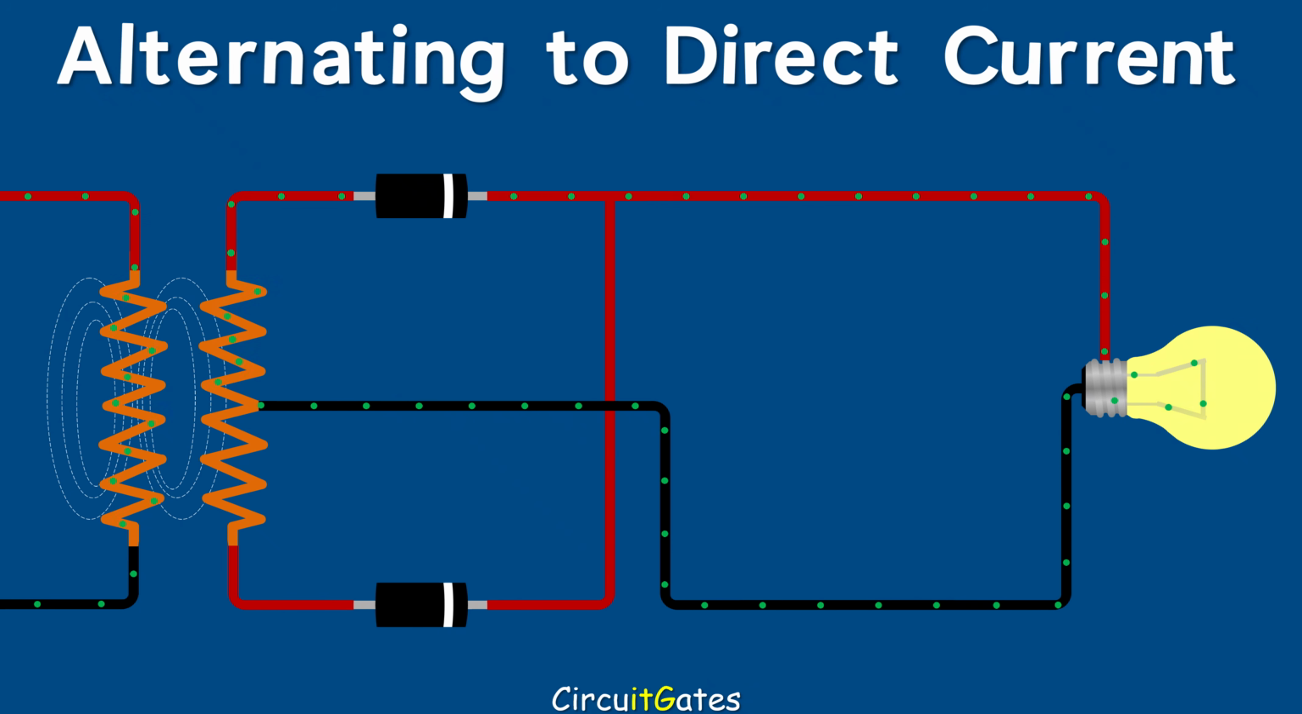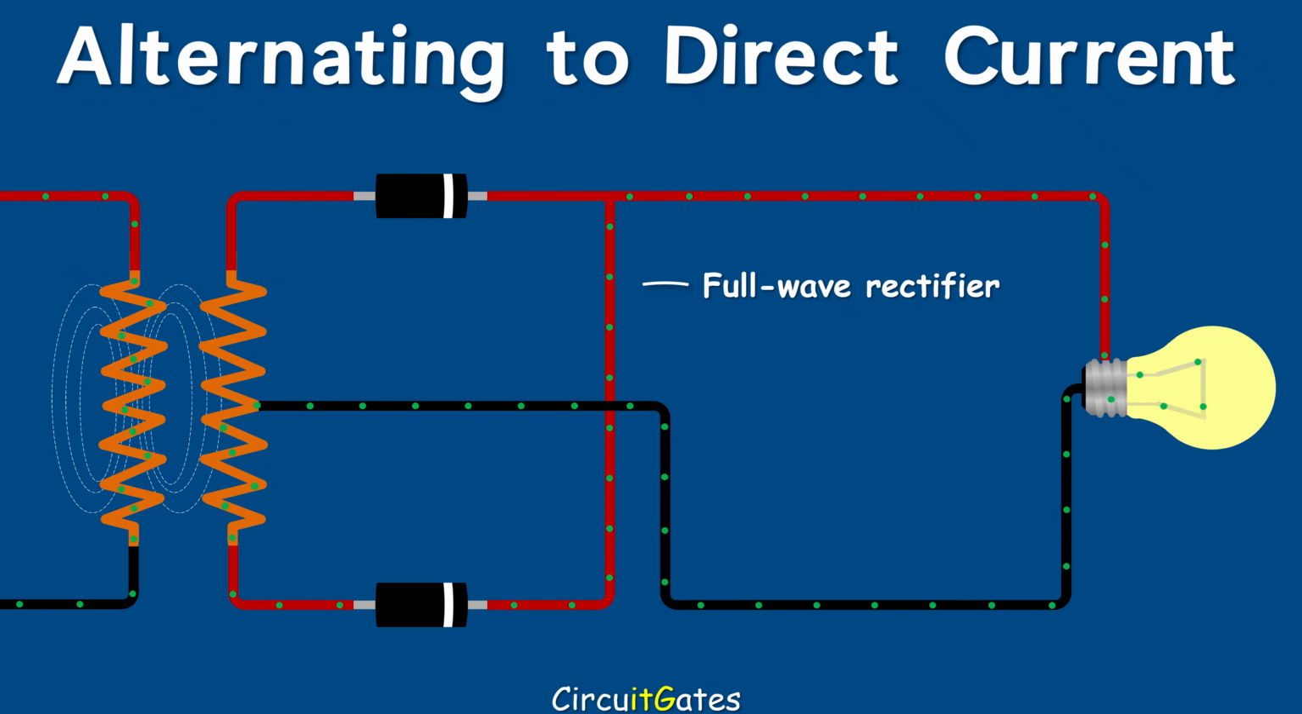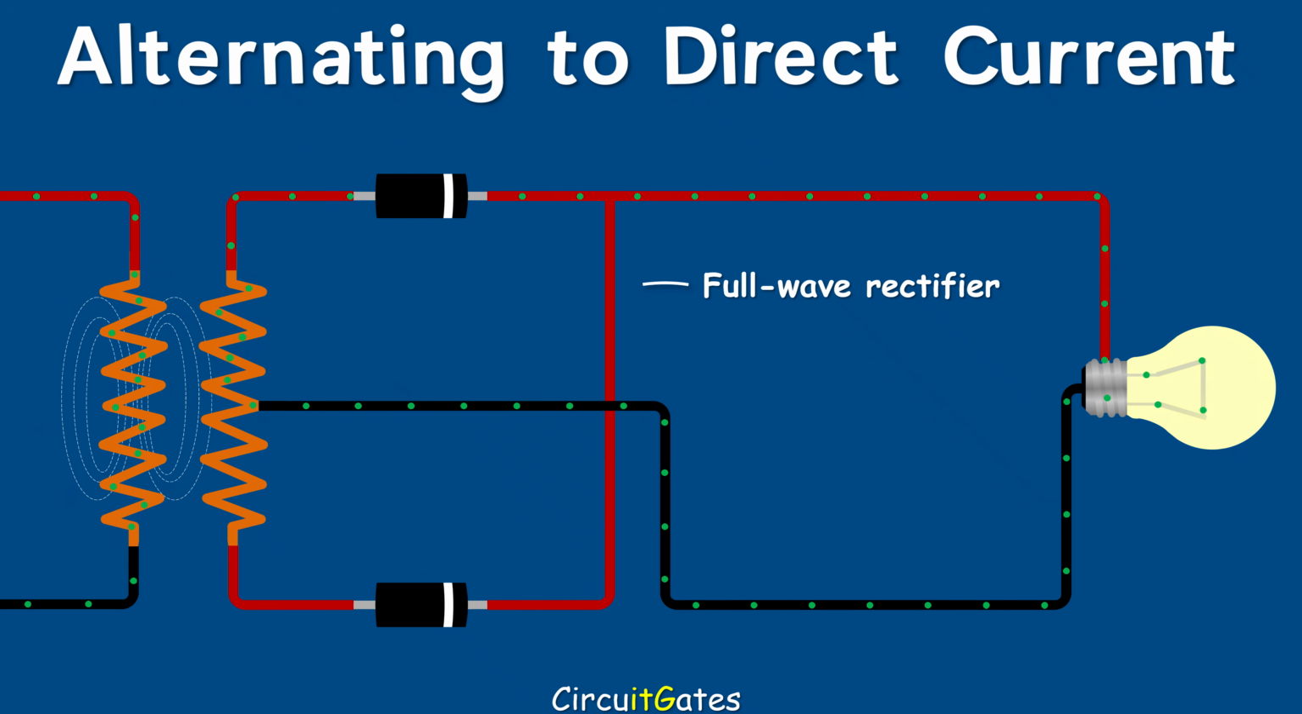A full-wave center-tap rectifier is a rectifier that uses two diodes connected to the secondary side of a center-tapped transformer. In a full-wave rectifier, when AC flows in the first direction, one diode is forward biased and current flows through the load. When AC changes direction, the other diode is forward biased and current flows through the load.